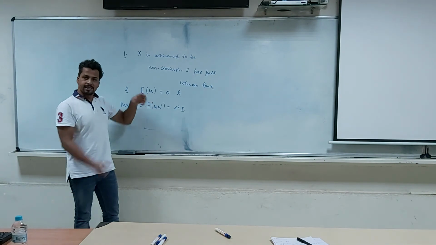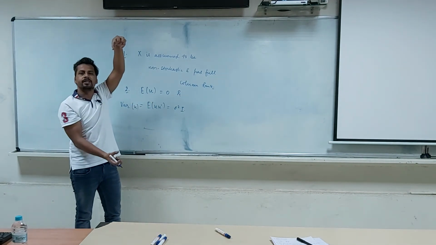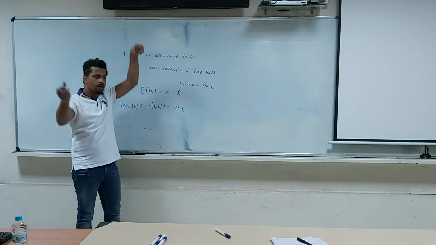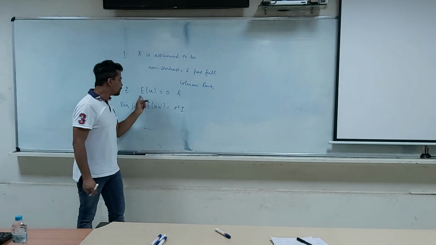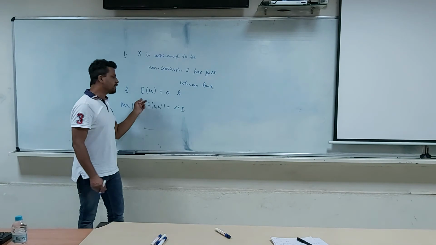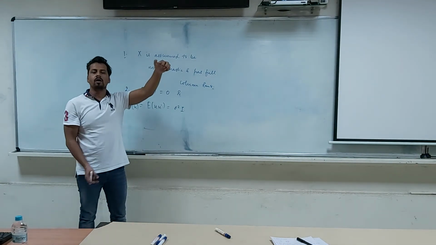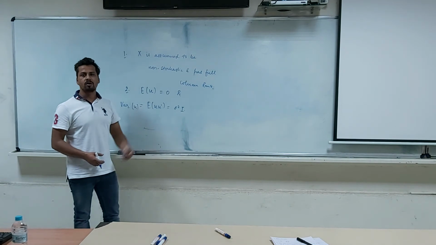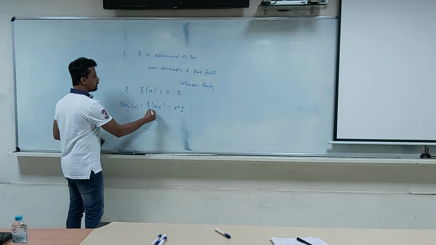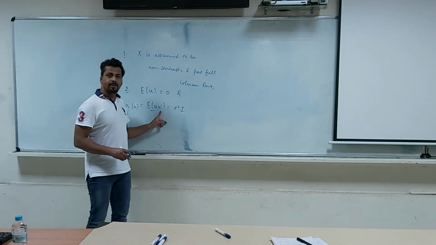So this U consists of a vector. If I have n number of observations, I'll have n number of error terms. So it implies that the expected value of U1 is 0, the expected value of U2 is 0, the expected value of U3 is 0, and so on till the expected value of the nth error term is also 0. And this is a very, very strong assumption.